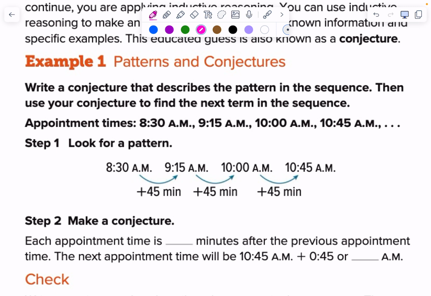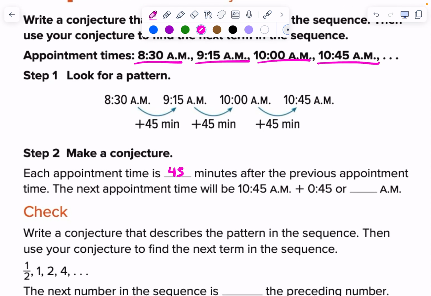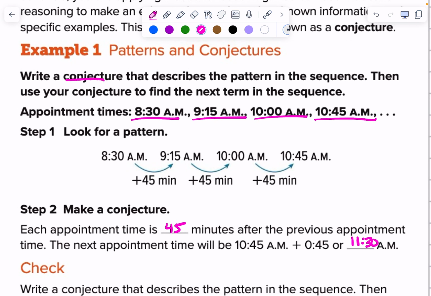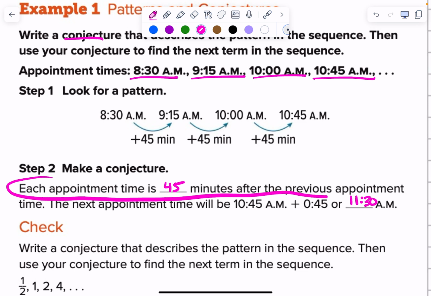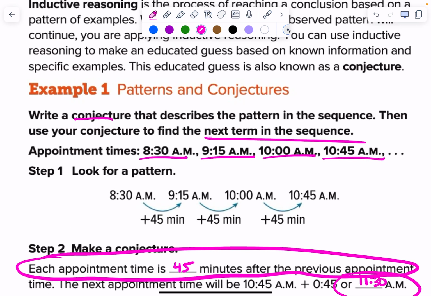Write a conjecture that describes the pattern in the sequence. We have appointment times that are 8:30, 9:15, 10, and 10:45. What's my conjecture? Each appointment is 45 minutes after the previous appointment. The next appointment time will be at 11:30 a.m. So it says write a conjecture. This part is my conjecture: 45 minutes in between all appointment times, and then the next appointment is 11:30. Those are the two things that you have to have. Then write your next term in the sequence. So conjecture, next term.